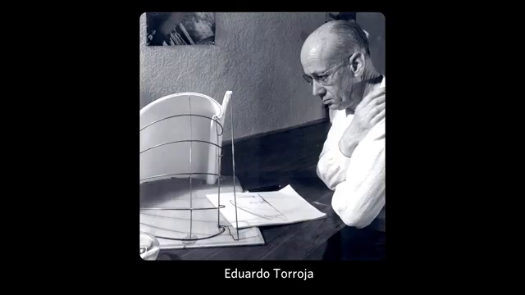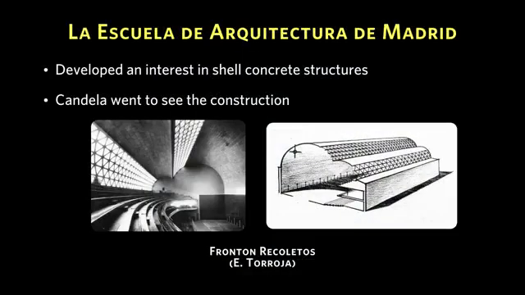At the time that he was a student and had this interest in thin shells, another famous engineer called Eduardo Torroja in Spain was designing thin shell structures. In particular, he was at the time building Frontón Recoletos in Madrid. Candela found out about it and knew Torroja would be on site, so he went on site to see Torroja. Frontón Recoletos is a singly curved barrel shell that was actually destroyed during the Civil War in Spain.